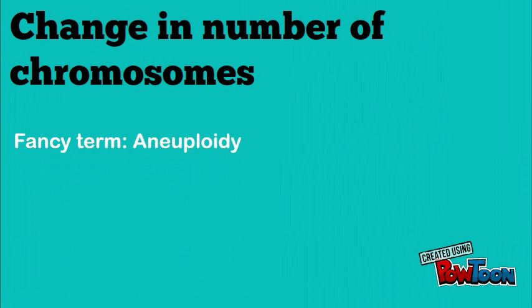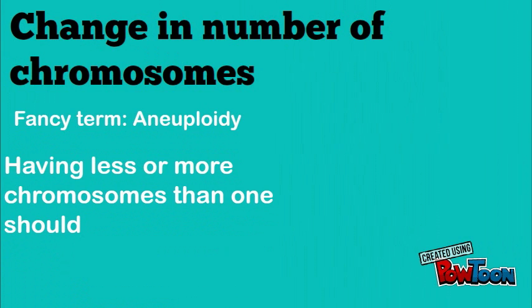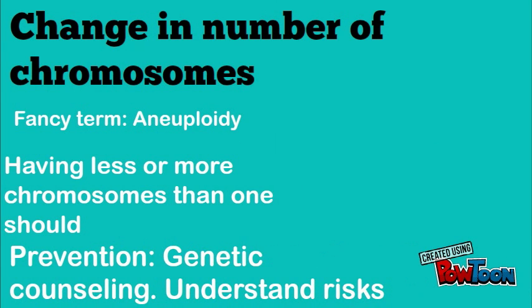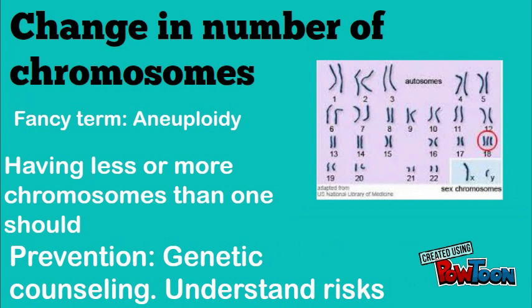The next cause of a birth defect is a change in the number of chromosomes, which a fancy name for that is aneuploidy, and it means having more or fewer chromosomes than they should. An example of this would be in Down syndrome, there are 3 instead of 2 on the, I believe it is the 21st chromosome, and that is called a trisomy.